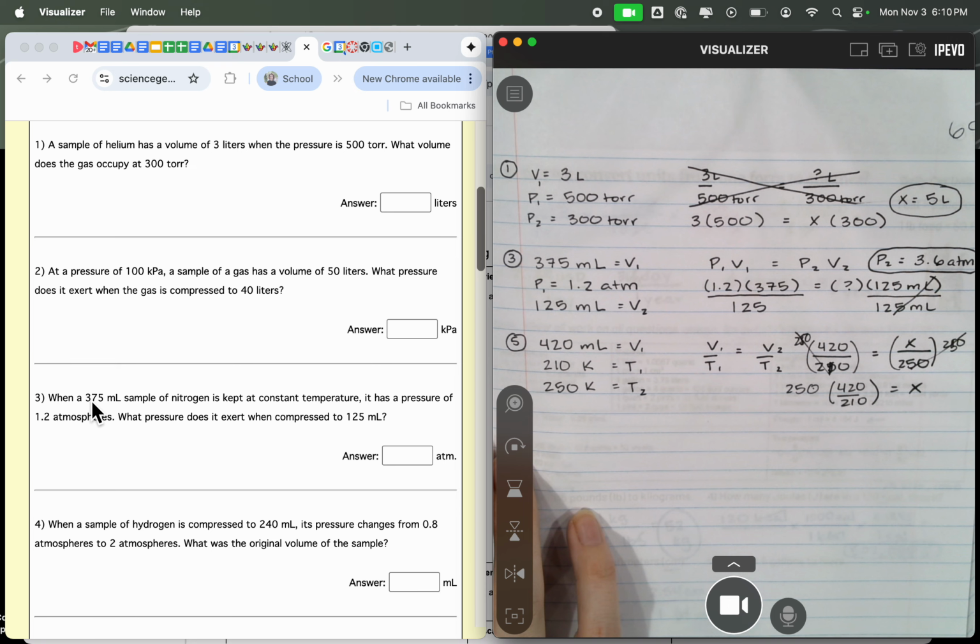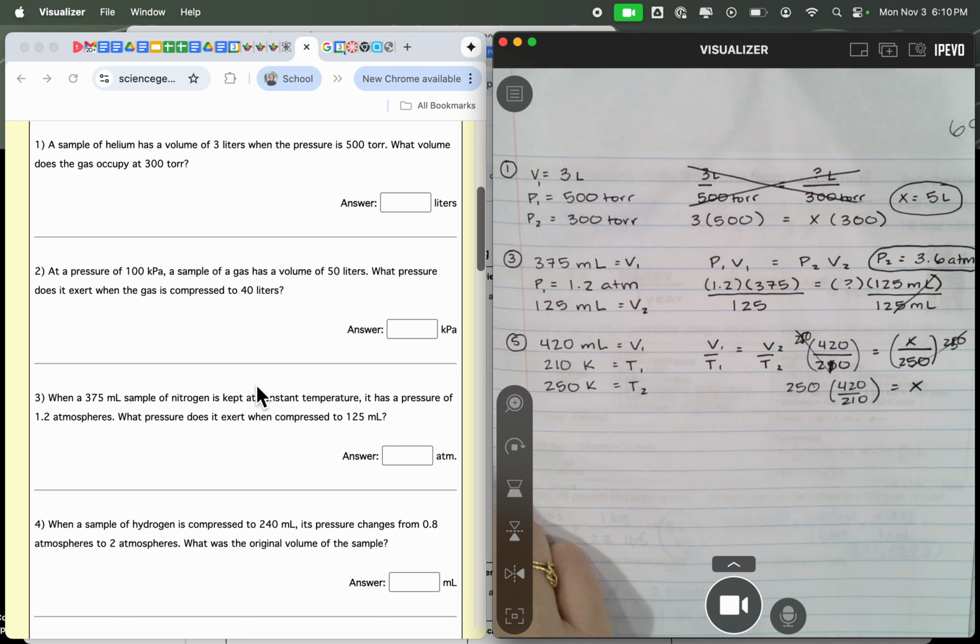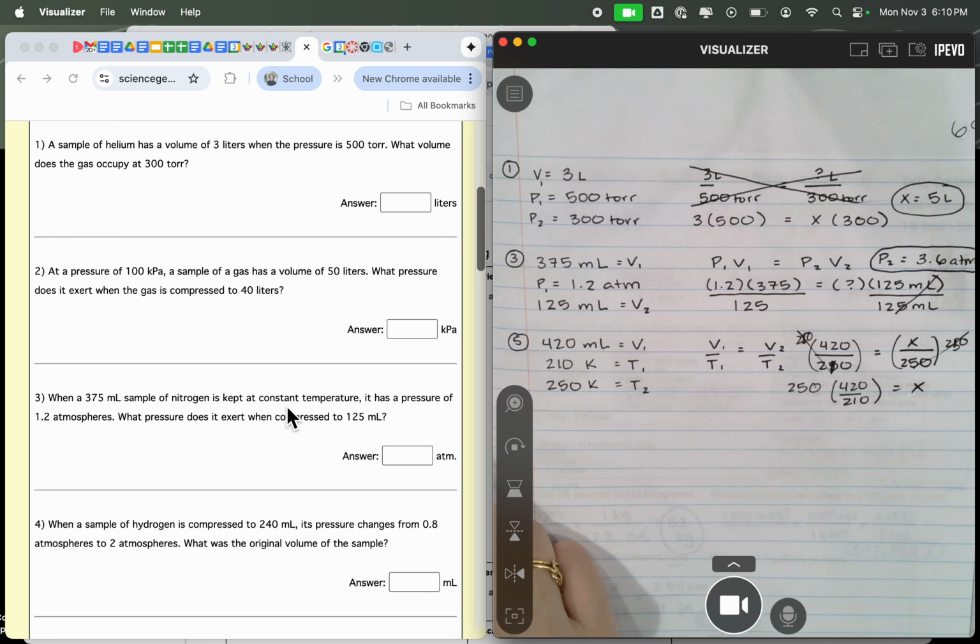Number 3, a 375 milliliter sample of nitrogen is kept at a constant temperature. Okay, they mentioned two things already: milliliters and temperature. Milliliters means volume. But constant temperature means there isn't a change there, so temperature might not be my second variable. I'm going to keep reading. It has a pressure of 1.2 atmospheres. Okay, there we go. So I've got volume right here, and I've got pressure over here.